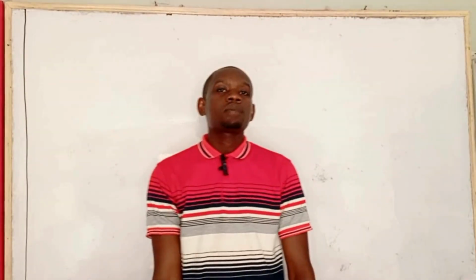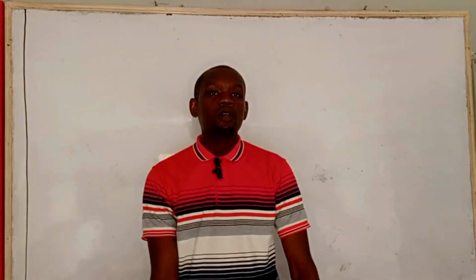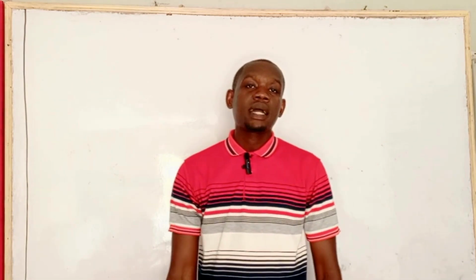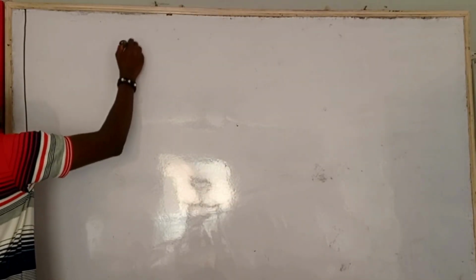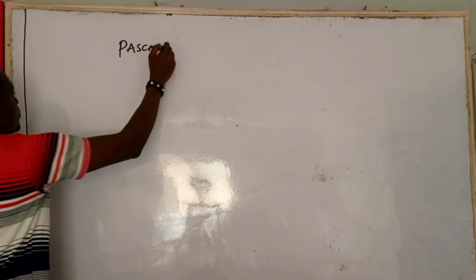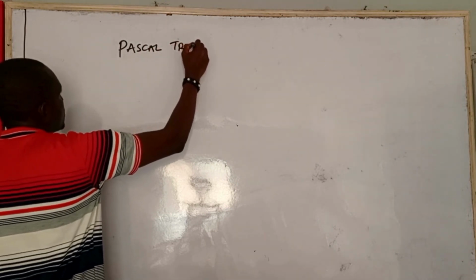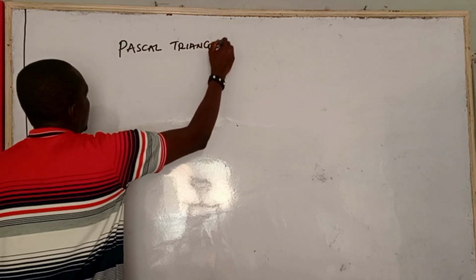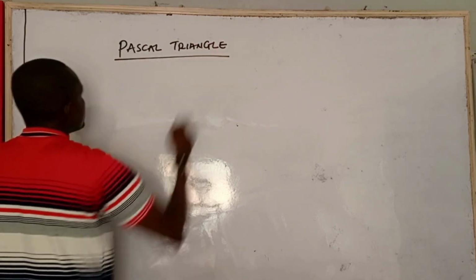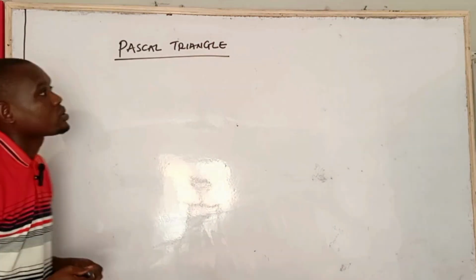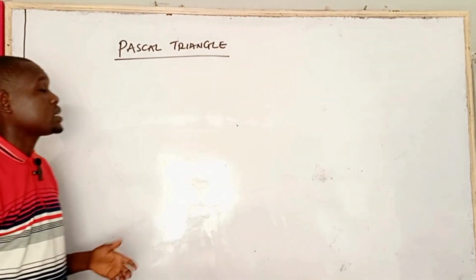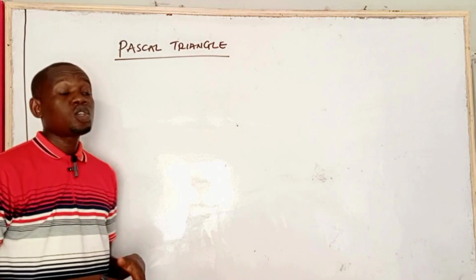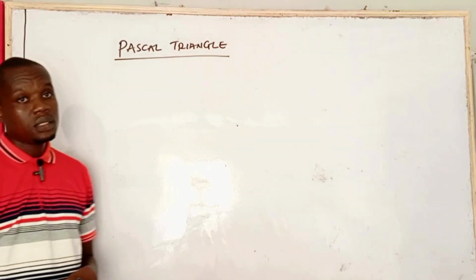Alright, without wasting much of our time, let us look at the first aspect of the binomial theorem, which is the Pascal triangle. In Pascal triangle, we are going to see how to expand some function without having to do much work. All you need is, with the help of the Pascal triangle, you'll be able to get the necessary coefficients.